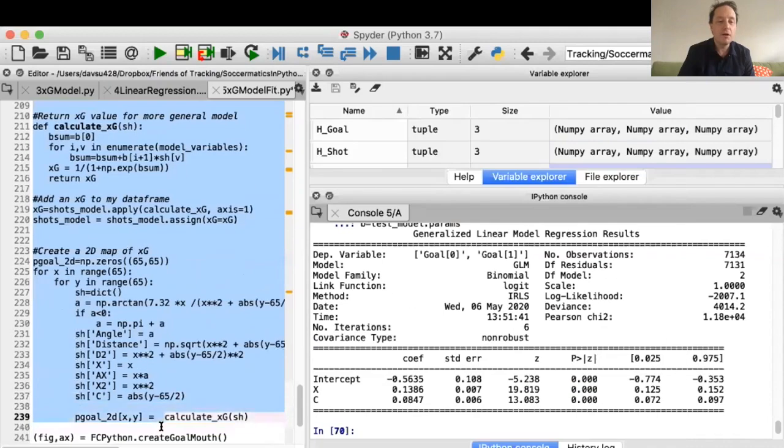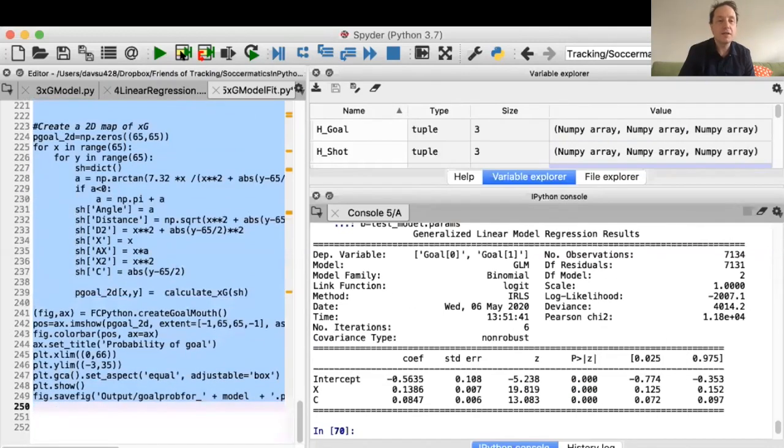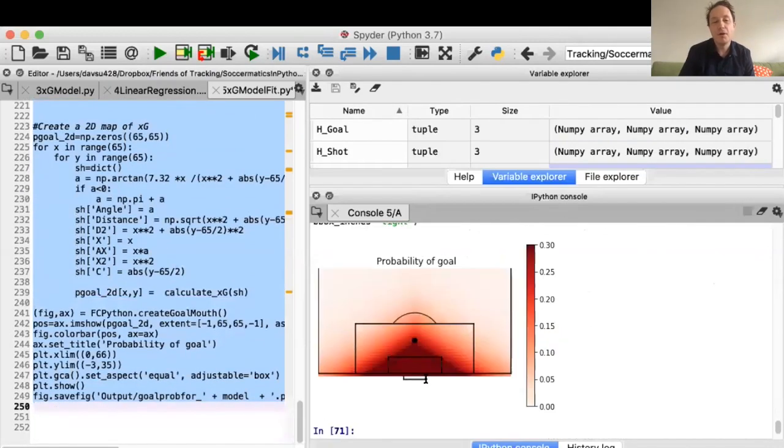But when you look at what it actually plots out with this X and C model, you can see that there's a sort of strange effect here where the closer you are to the goal, the bigger the chance of scoring, and you get a triangle here. I don't think that this is realistic, that you have a good probability of scoring from here if you look in the data. So the fit of the model doesn't necessarily reflect the reality of scoring goals.